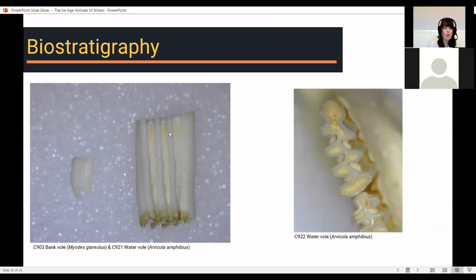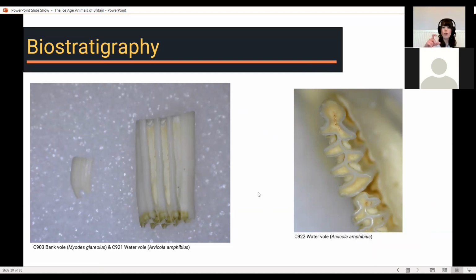I've just shown an image on the right-hand side, and these are 2 modern molars, just so you can see the difference between rooted and unrooted molars. The tooth on the right-hand side is an unrooted modern water vole, and the tooth on the left-hand side is actually a bank vole, but just so you can see that it does have roots.